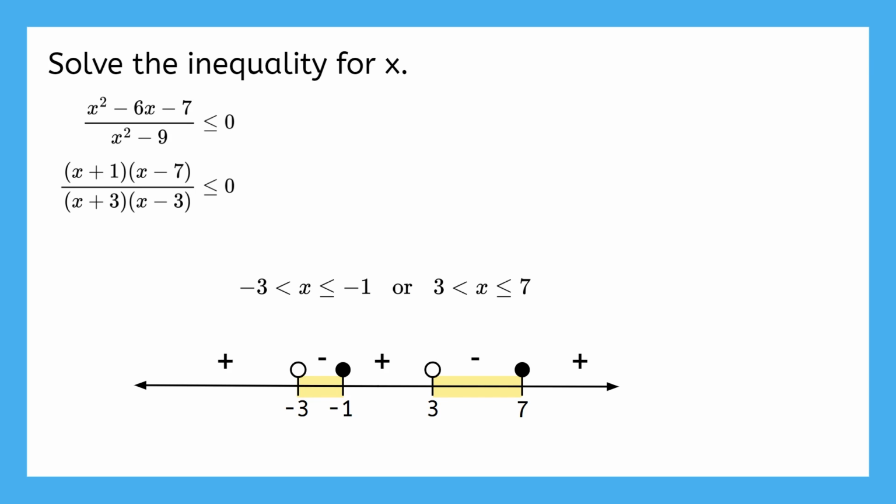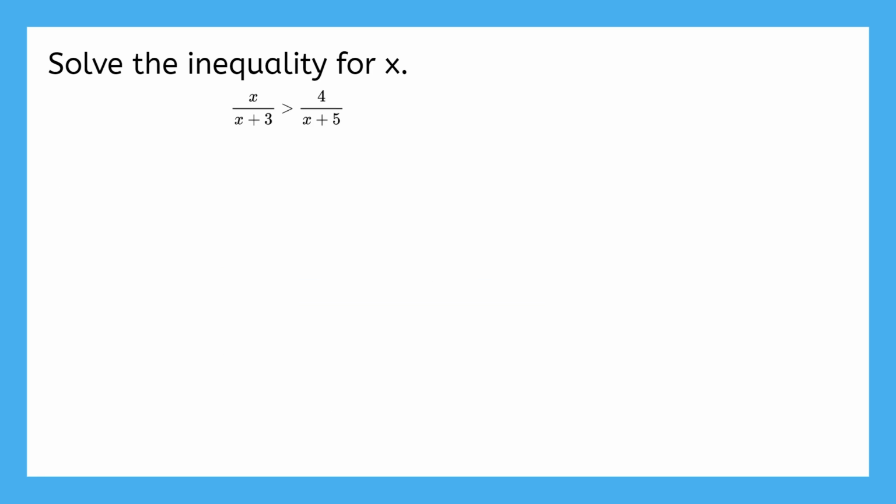Since we had two sections on our number line that worked, we write "or" between them. This says that x is between -3 and -1, including -1, or x is between 3 and 7, including 7. Whew. Let's try our second example now.